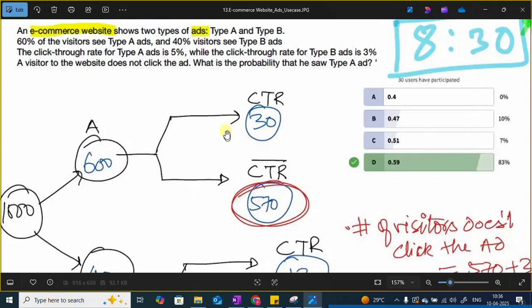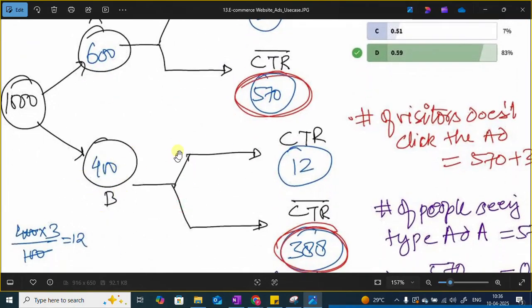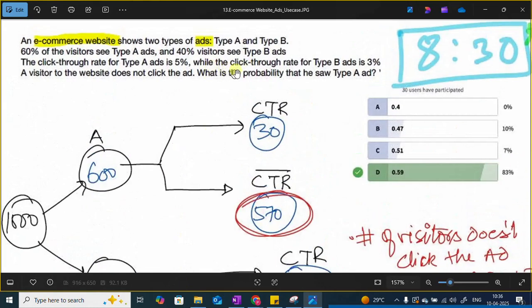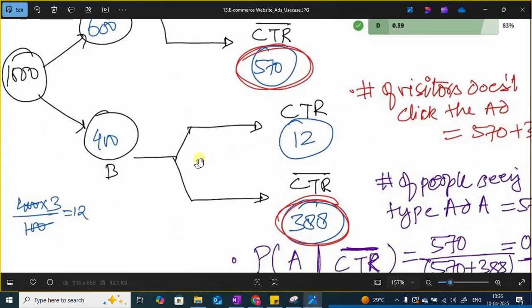Fantastic. Now similarly, coming to type B ad. The click-through rate of type B is 3%. Now 3% of 400 is how much? 12. 12 people out of 400 people click on the ad. Now tell me how many people do not click the ad? 400 minus 12 is nothing but 388. Do not click the ad, which belongs to type B.